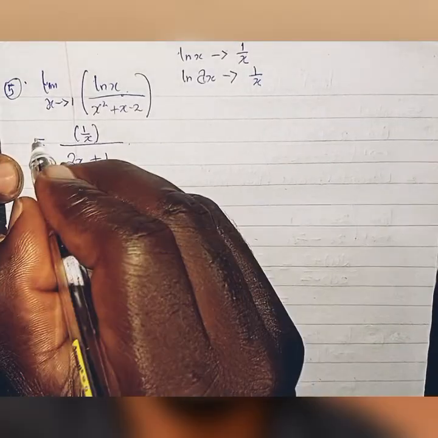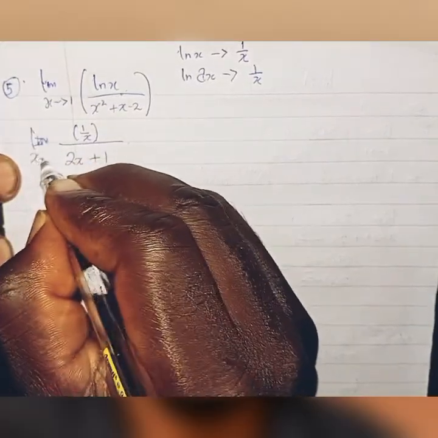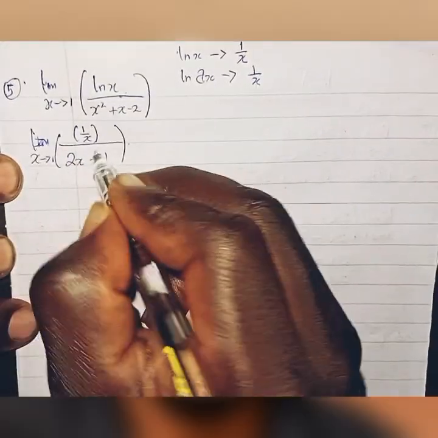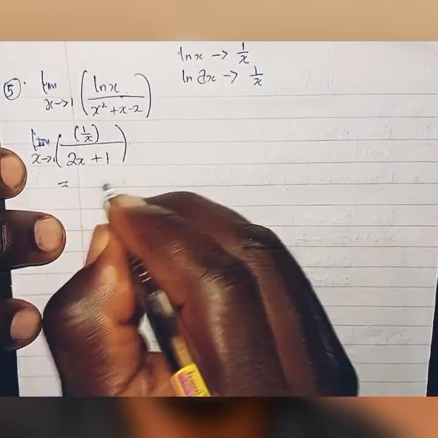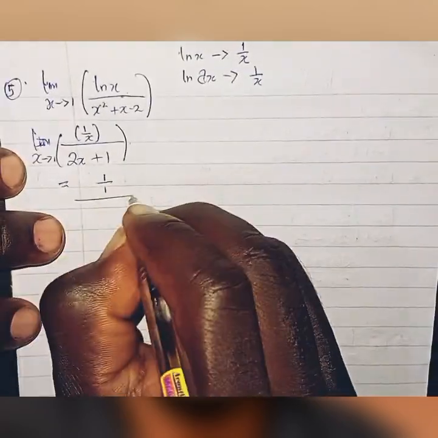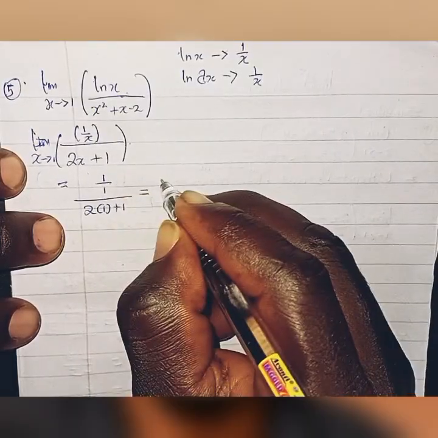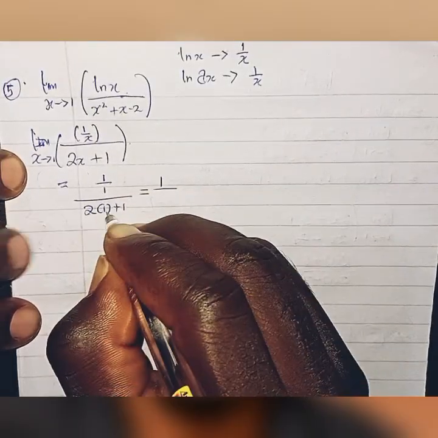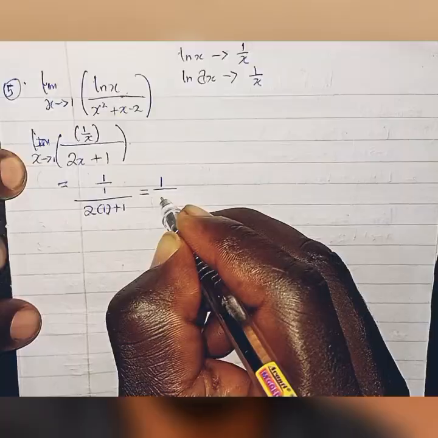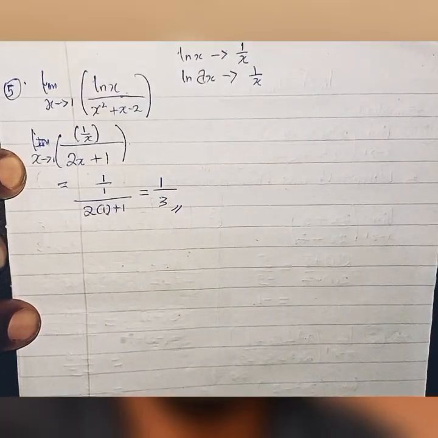Now x is approaching 1, so if I put 1 into this, we're going to have 1 over 1 over 2 multiplied by 1 plus 1. 1 over 1 is the same thing as 1. 2 times 1 is 2, plus 1 is 3. So this is our answer.